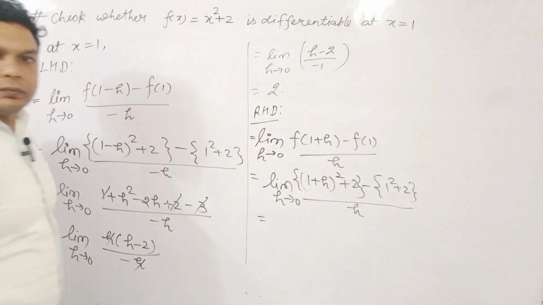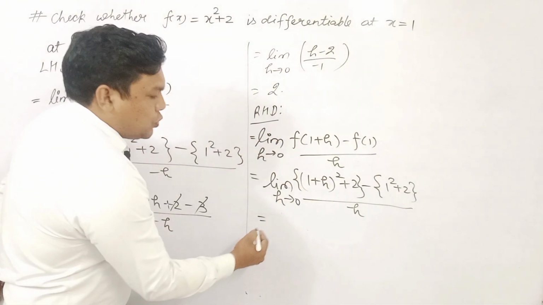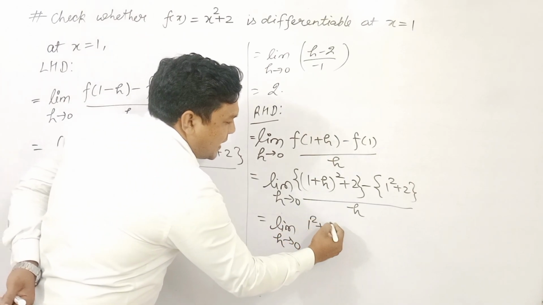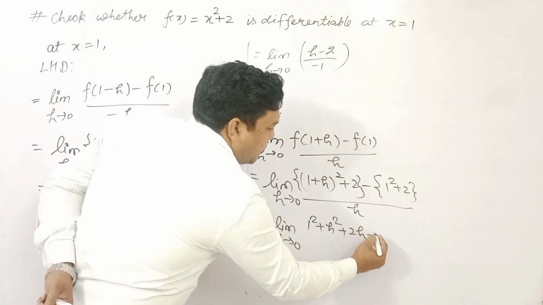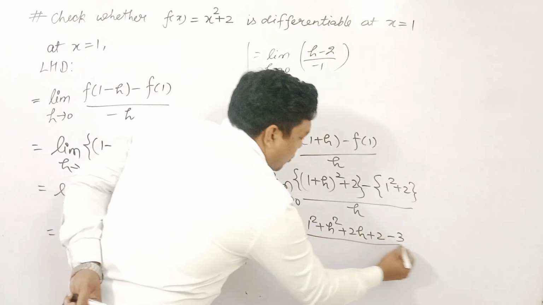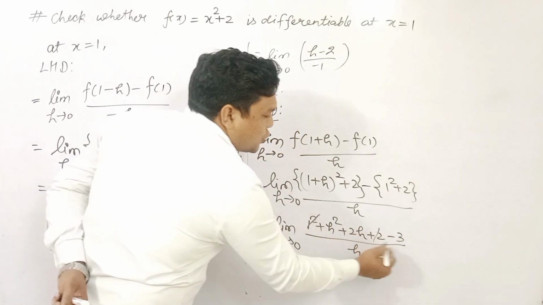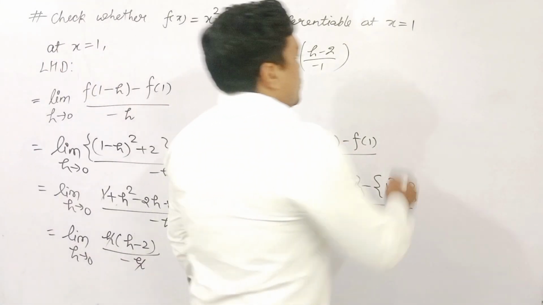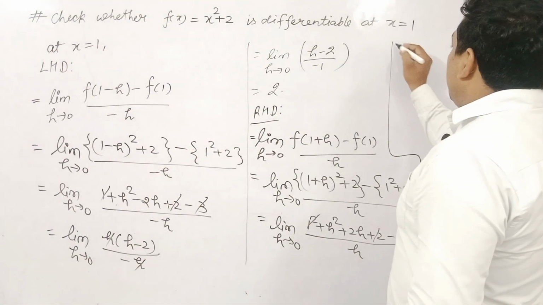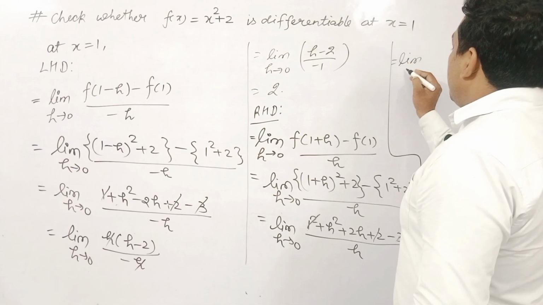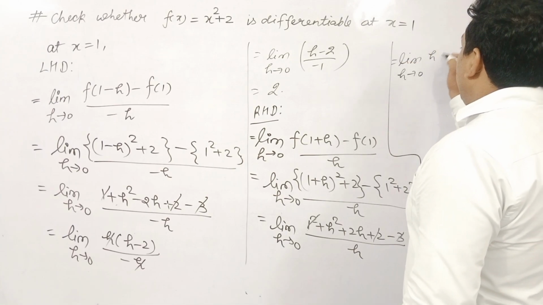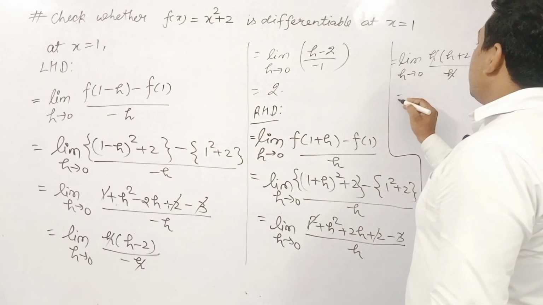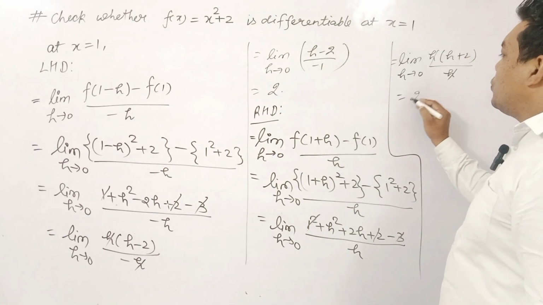What will it be now? Again let's open this. Limit h tends to 0. What is 1 square plus h square plus 2h plus 2 minus 3 whole upon h. Again this 1 plus 2 minus 3 cancelled out. When we take common, h will be cancelled out. So it is what now? Limit h tends to 0. Take h common. It is h plus 2 upon h. When you put h is equal to 0, this is simply 0 plus 2, which is 2.